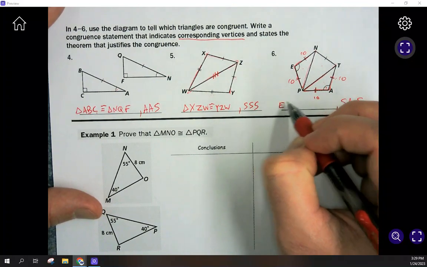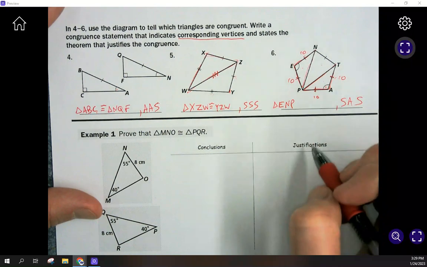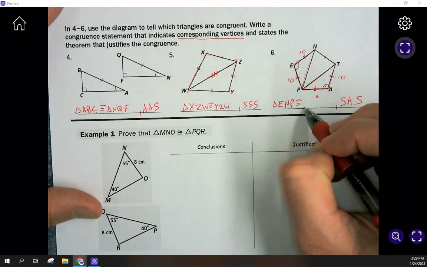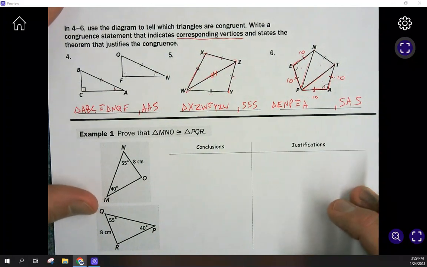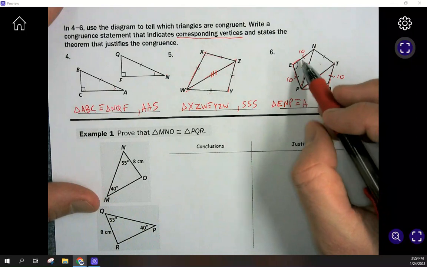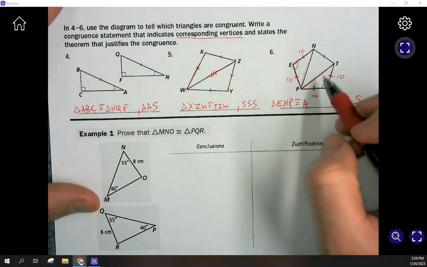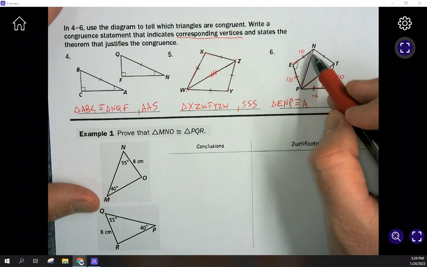So I'm going to go E, N, P, and I'm talking about a triangle. I need the triangle symbol. Matching E is A. And now you actually have options on this one if you want to get into the weeds on it, because so I went from E to N. You really don't know which way this goes because this is an isosceles triangle. I'm going across the 10.